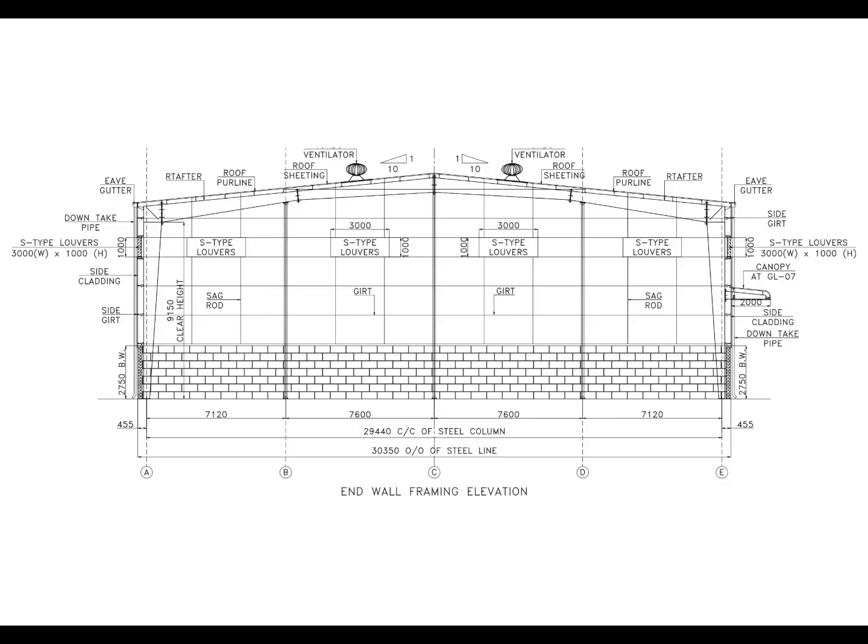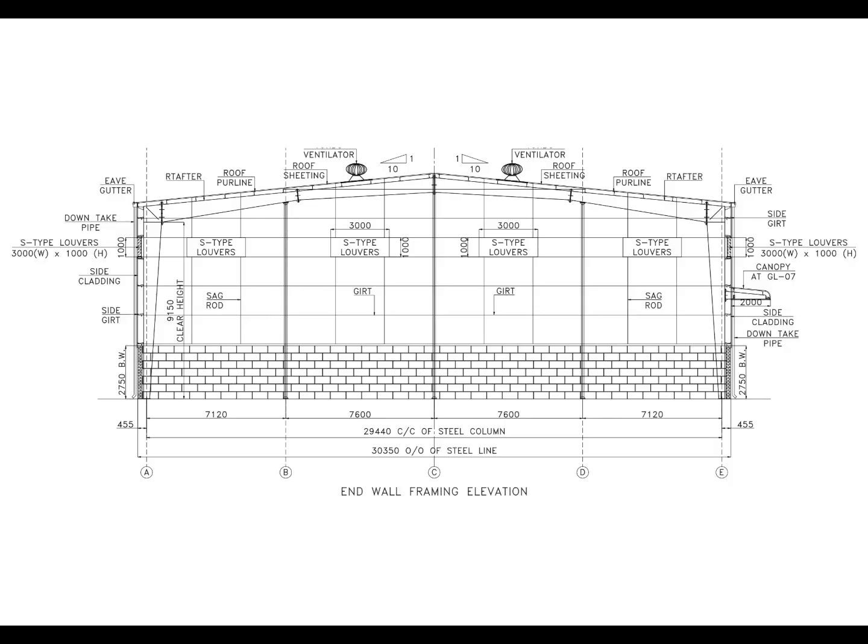When we are working with PEB drawings, simply knowing the name of a member is not enough. We should also understand where that member is located and how it appears in different drawing views. Here, the end wall framing elevation allows us to identify the sag rod directly in the wall framing. Later, when we compare this information with the roof framing plan and the 3D model, we can understand how the same type of secondary member is represented from different viewpoints.